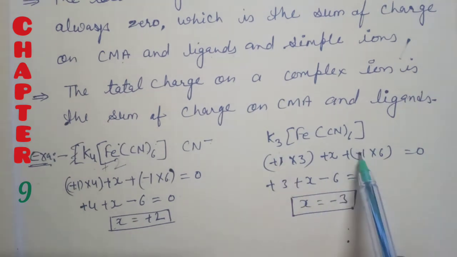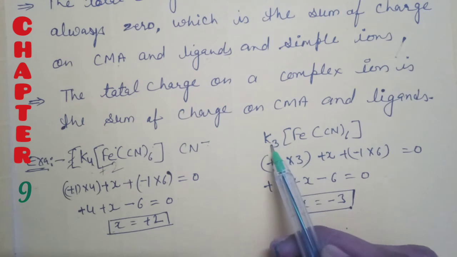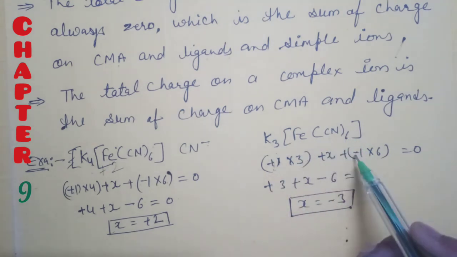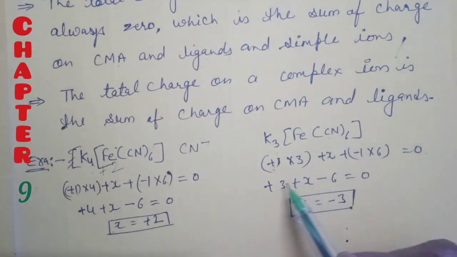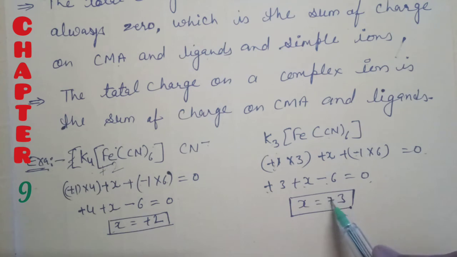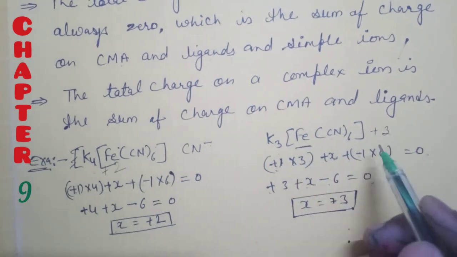In K3[Fe(CN)6], now +1 into 3, there are 3 potassiums and +1 is the charge of each. X is for Fe. CN6 means -1 into 6, and the total is equal to 0. Then +3 plus X minus 6 is equal to 0. Then X will be +3. Okay. So the oxidation number of Fe here is +3.